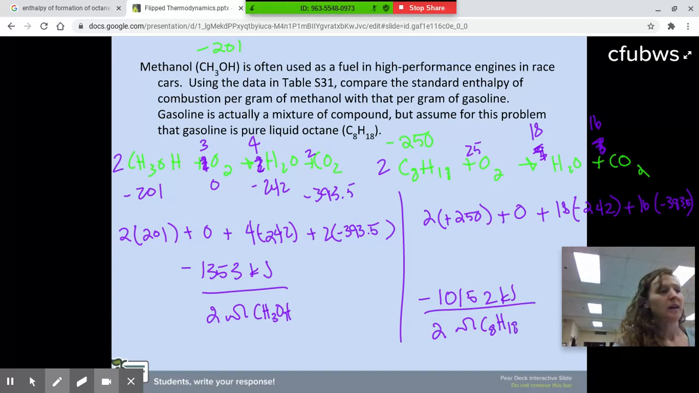Okay, this would be a good place to stop for us and pick it up tomorrow. Those are the enthalpies of combustion for 2 moles of each, but they're asking for enthalpy of combustion per gram. So our last step would be convert it into per gram. So I'll hang out in case anyone has questions for a couple minutes. Otherwise, we'll pick up here tomorrow.